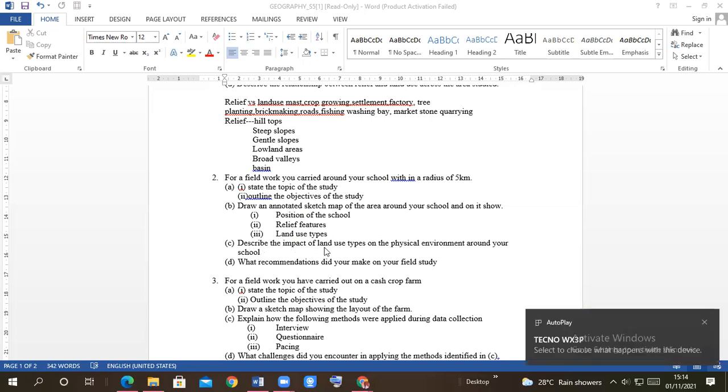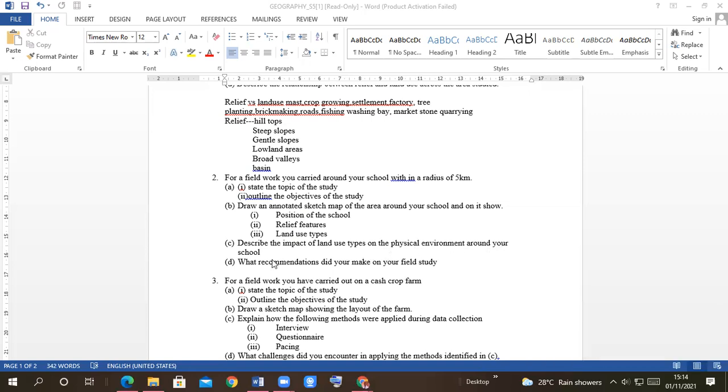Now, describe the impact of land use types on the physical environment around your school. When you are describing impacts, they are both positive and negative. Impact of land use on the physical environment. The physical environment here in geography has 3-4 components. Number 1, the biosphere. That is plants and animals, the flora and fauna, the vegetation, the wildlife.